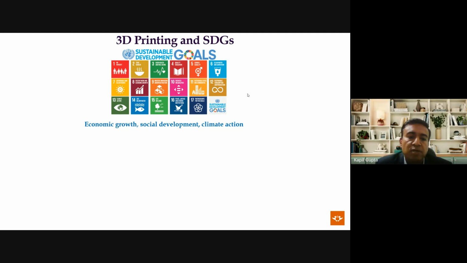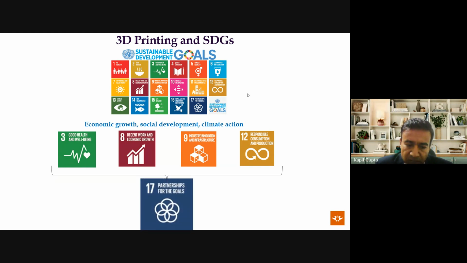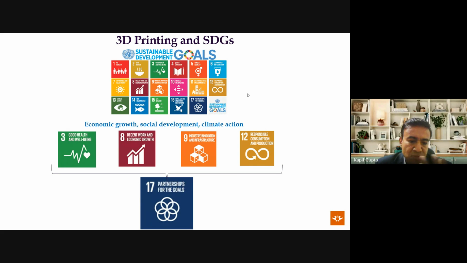I could identify some of the sustainable development goals, and I'll give you examples of how. Goal number 3, good health and well-being. Goal number 8, decent work and economic growth. Goal number 9, industry, innovation, and infrastructure. And 12, responsible consumption and production. On top of that, what I believe is that goal number 17, partnership for the goals, is the key. Via this we can pursue the other goals, goals 3, 8, 9, and 12.